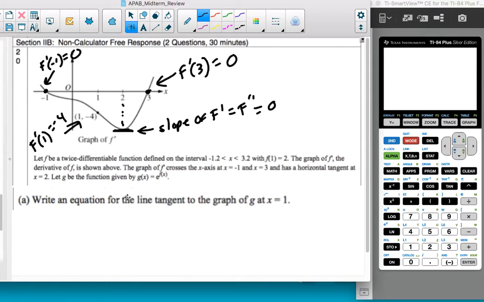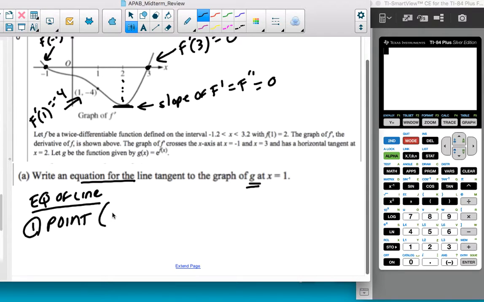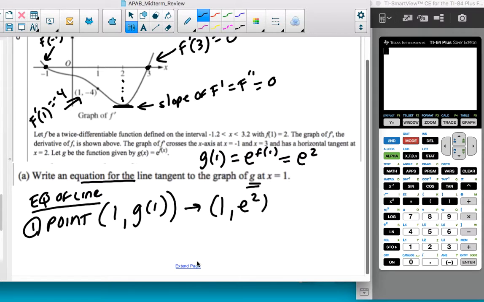Cool. And we're told that g of x is e to the f of x. We're asked to find the equation of a tangent line for g at 1. Well, the equation of any line forever and always is going to require two things. One, a point. This point is going to be 1 comma g of 1. I don't know g of 1 off the top of my head, but I do know that g is e to the f of x. So g of 1 is going to be e to the f of 1, and I was told f of 1 is 2, so that's going to be e squared. So the point is 1 comma e squared.